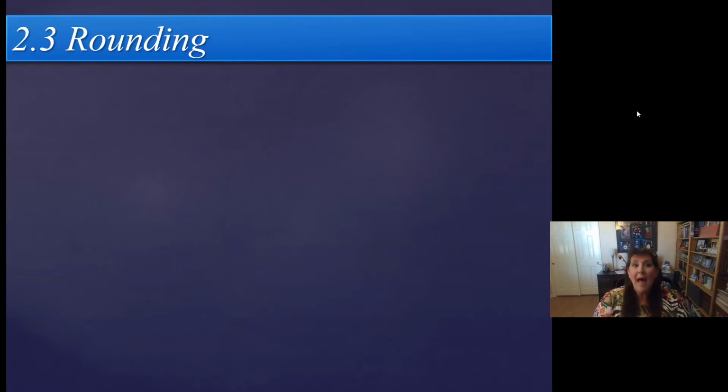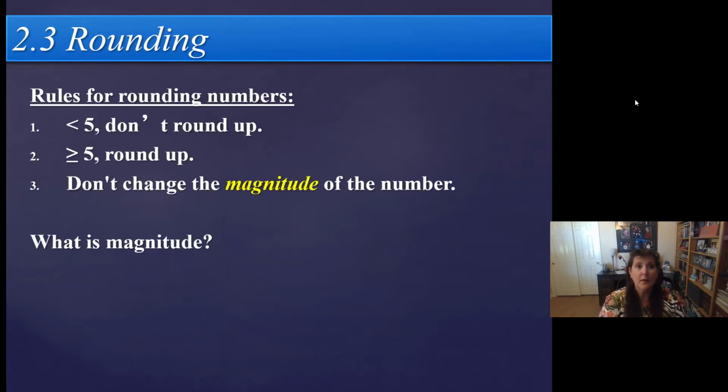So we're on our math skills chapter, learning about some math skills that will help us for the rest of the semester. The next skill is rounding numbers. There is nothing new here. If it is less than 5, don't round up. If it is greater or equal to 5, round up. However, don't change the magnitude of the number.